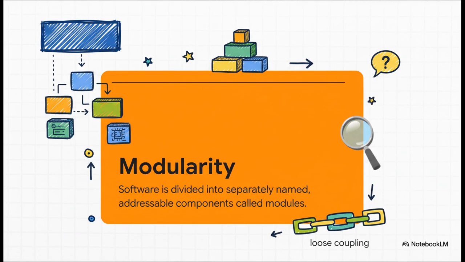Next up, we've got modularity. This is basically the divide and conquer strategy of software design. You take a huge, complex system and you break it down into smaller, manageable, and this is key, independent pieces called modules. It's like building with Lego bricks. Each brick has a specific purpose, and you can work on one or even replace it without messing up all the other bricks it's connected to. This makes developing, testing, and maintaining everything so much easier.